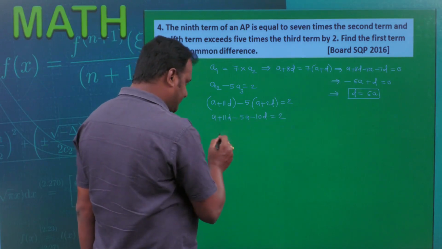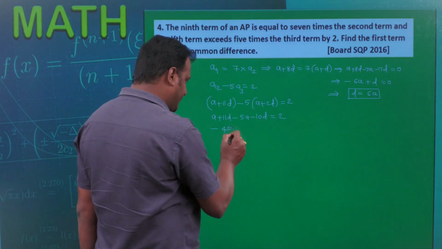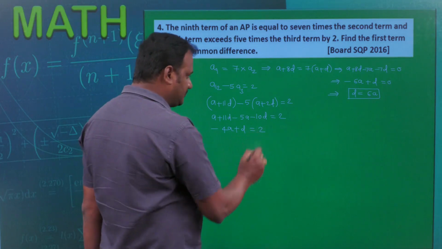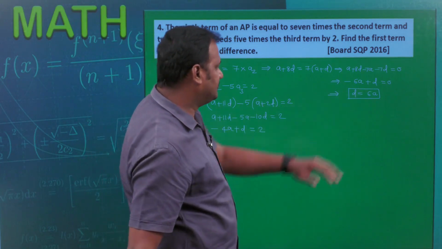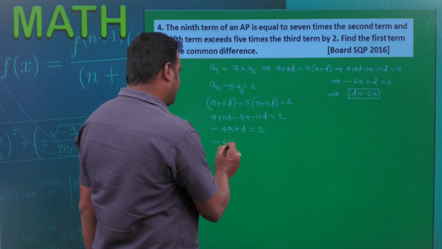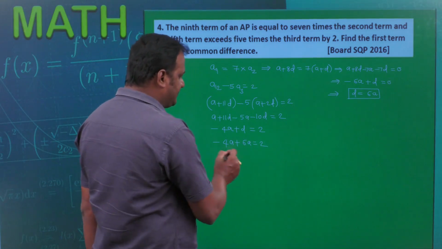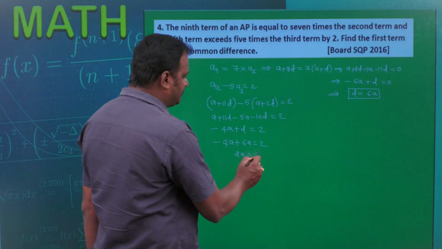Again, A minus 5A is equal to minus 4A. 11D minus 10D is equal to plus D, which is equal to 2. Here we got the value of D is equal to 6A. I would write here: minus 4A plus 6A is equal to 2. 6A minus 4A is equal to 2A, which is equal to 2.